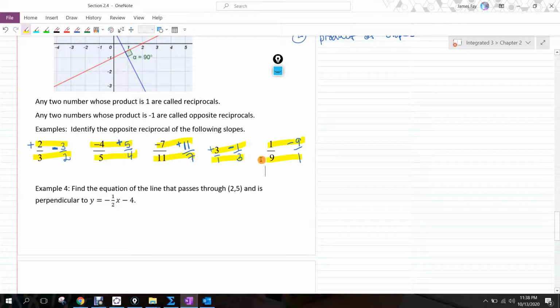One thing I like to pay attention to is, what if they give me an equation that says y equals, let's say, 4x plus 3, and another one that says y equals -0.25x plus 7, something like that. And the question is, well, are these perpendicular or not?